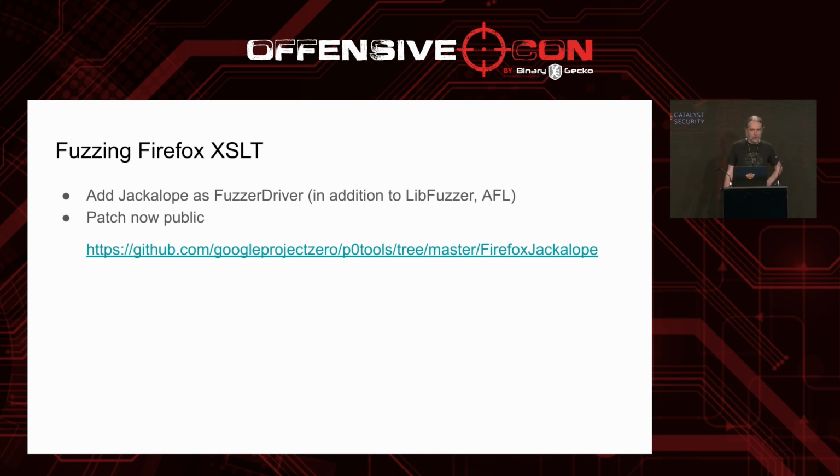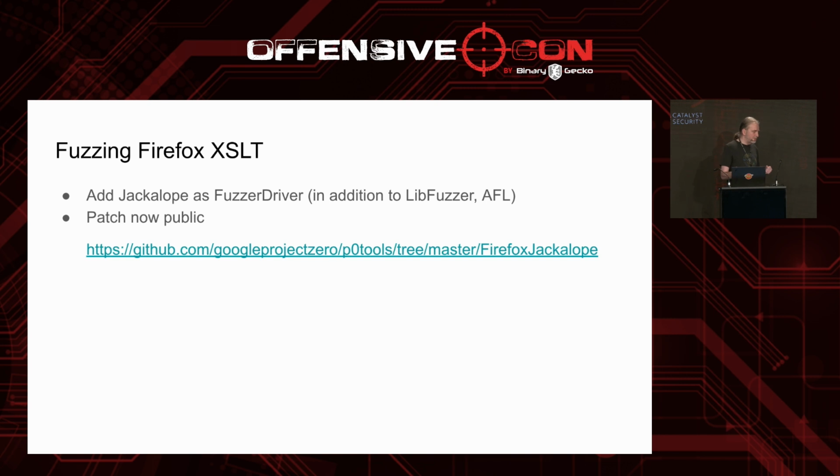Well, fortunately, Firefox already has pretty neat support for running mutational fuzzing engines. In particular, it has support for libFuzzer and AFL. For all of these fuzzing engines it implements something called a fuzzer driver, and this fuzzer driver is an interface between a fuzzing engine and the web browser. So what I did is I implemented another fuzzer driver for Jackalope. The patch to do that wasn't upstreamed, but I did publish it.